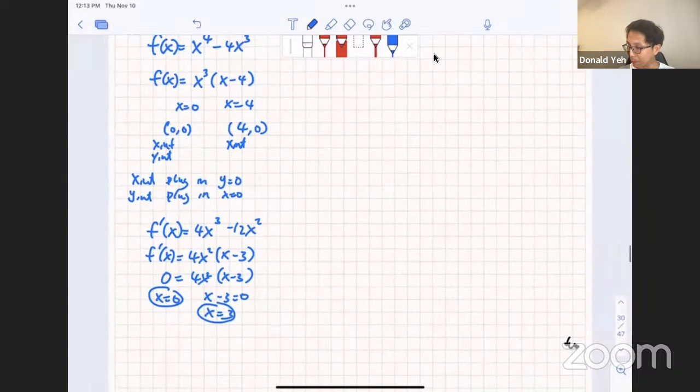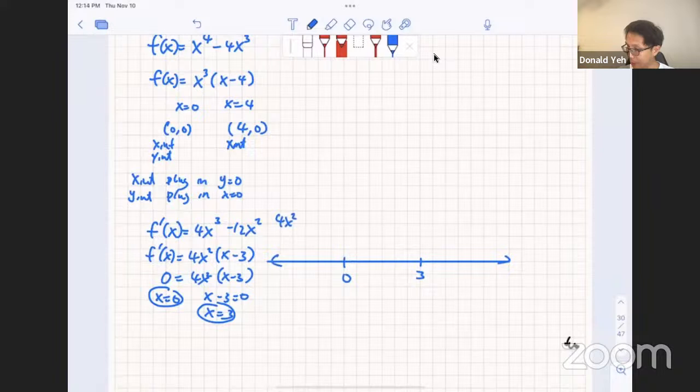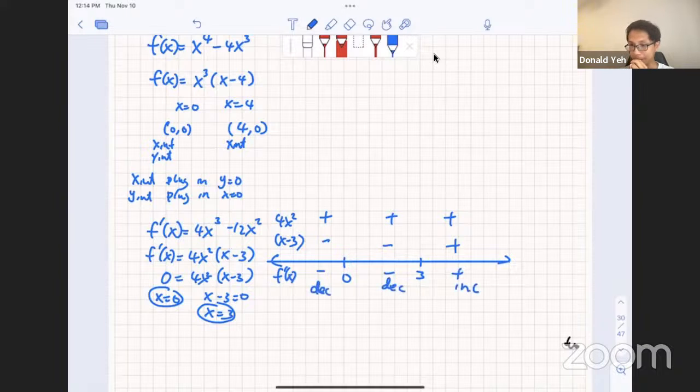After finding the critical numbers, I'm going to do a number line test. I'm going to go with 0, and I'm going to go with 3. So I'm going to get 4x squared times x minus 3. Now, 4x squared is always going to give you positive, regardless of which region it is. And for x minus 3, I'm going to get negative, negative, positive. So this is f prime of x, and that tells me it's negative, negative, positive, which is decreasing, decreasing, increasing.